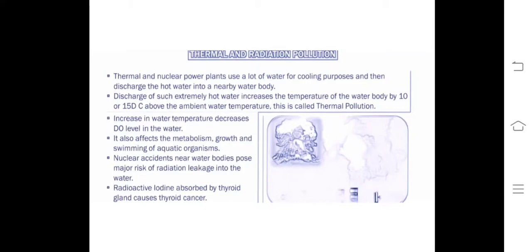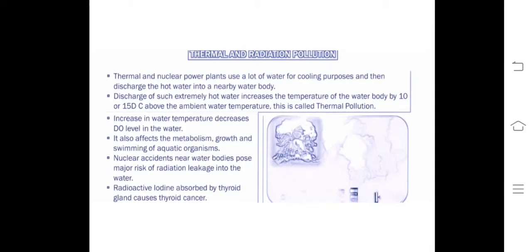Very simple to understand. Nuclear accidents near water bodies pose a major risk of radiation leakage into the water bodies. Yes, if you have a nuclear reactor near your coastal areas, and any byproducts are discharged into water bodies, it will create a disastrous impact on the marine organisms or the people living around your coastal areas.